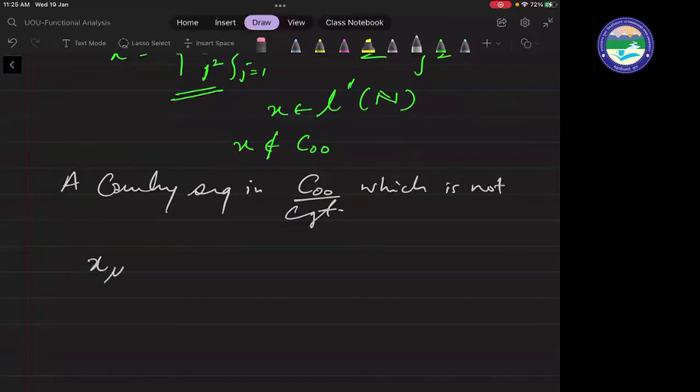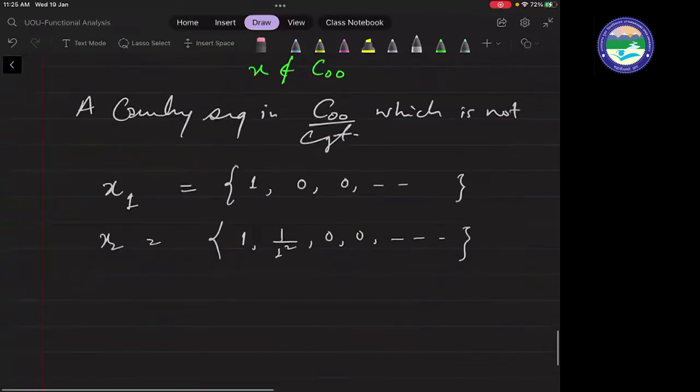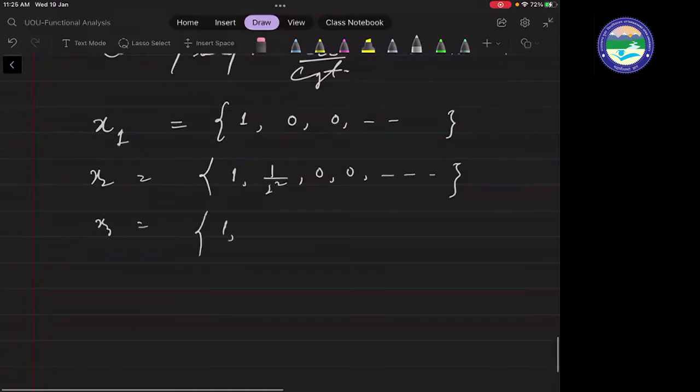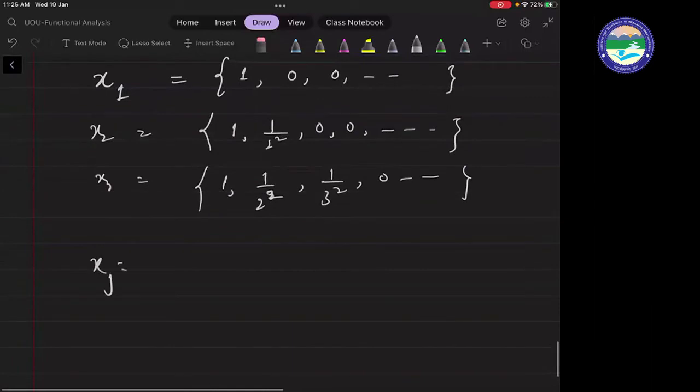We need a sequence of sequences. Take x_1 as 1, 0, 0, 0. x_2 is 1, 1/2 square, 0, 0, 0. x_3 is 1, 1/2 square, 1/3 square, 0, and so on. So you are getting this. x_j is 1, 1/2 square, up to 1 by j square, and all the remaining terms are zero.